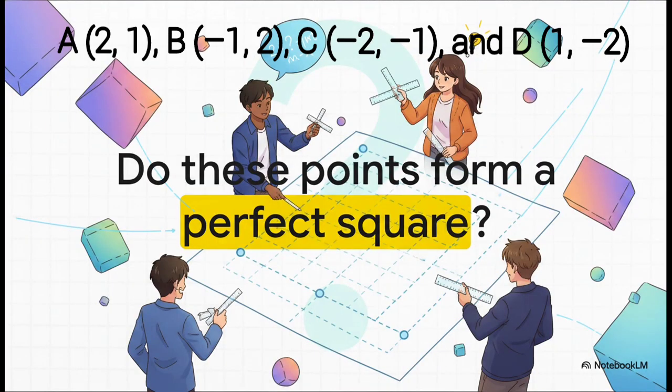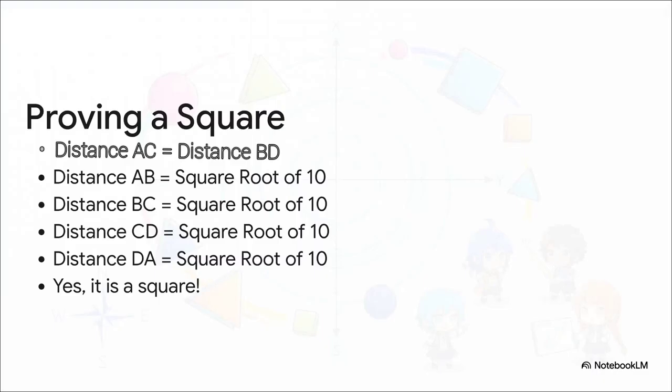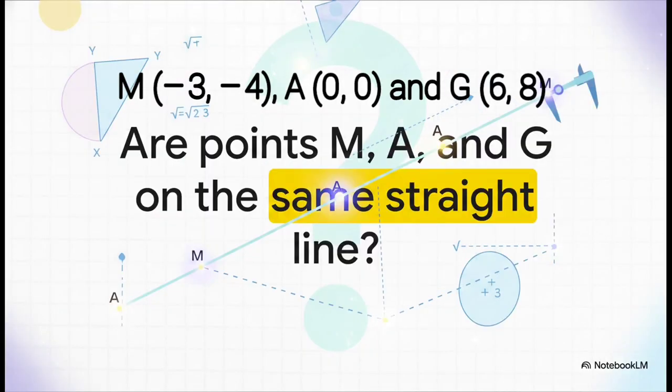Now this one looks pretty intimidating right out of the gate with 4 different points. But you already have the tool to solve it. It's the distance formula. How do we actually prove a shape is a perfect square? Well, all 4 sides must be exactly the same length, right? So, by running our trusty distance formula on all 4 sides, calculating the differences, squaring them, and adding them up, we find that every single side equals the square root of 10. Since they're all identical, we've proven geometrically, without a shadow of a doubt, that this shape is indeed a square. No way around it.